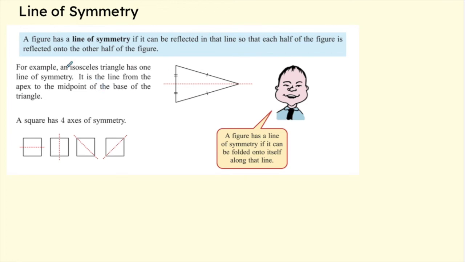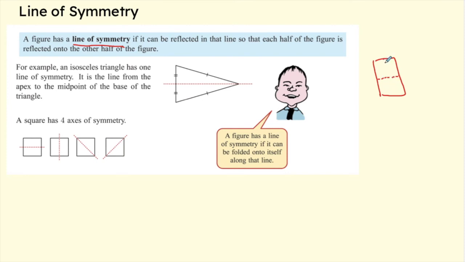Okay, so a line of symmetry is very similar to reflecting, and in fact it is a reflection but just kind of doubled up. So a figure has a line of symmetry if it can be reflected in that line so that each half of the figure is reflected onto the other half of the figure. The best way to think about this is if I had a piece of paper and I folded it in half, and the top half perfectly went over the bottom half. That would be your line of symmetry.